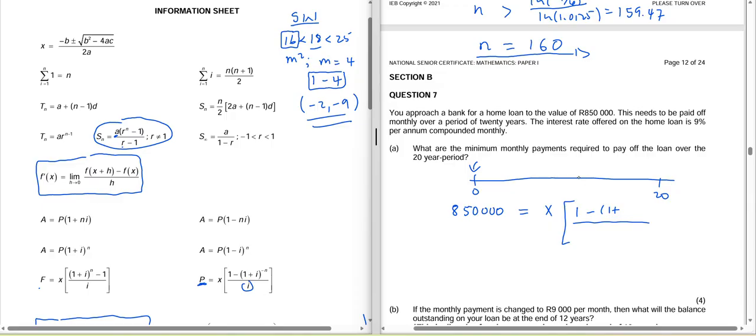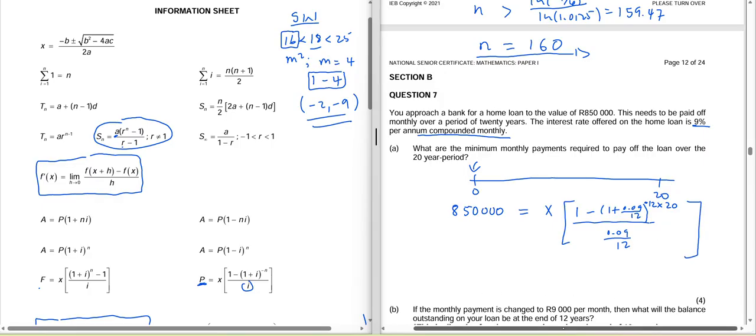1 plus your i, we need to check. It is 9% compounded monthly, so it means it will be 0.09 divided by 12. When you divide by 12, you're also going to raise by 12. And then remember, there is a minus, so minus 12 times n, where n is the number of years, which is 20. And then we divide by your i. Remember, your i is 0.09 over 12 when we are compounding like that.